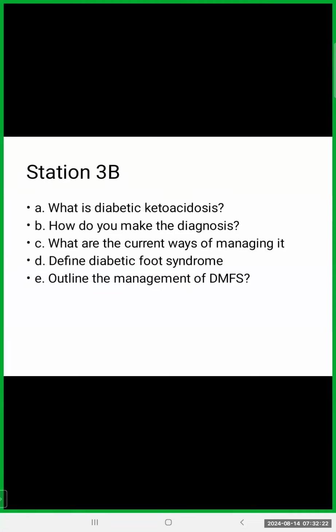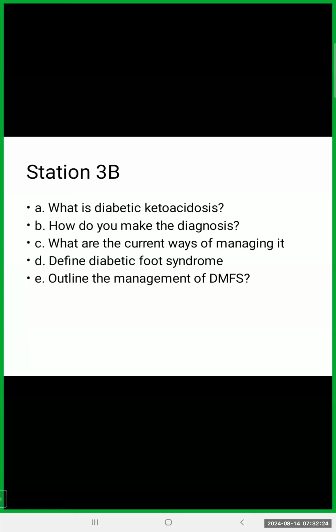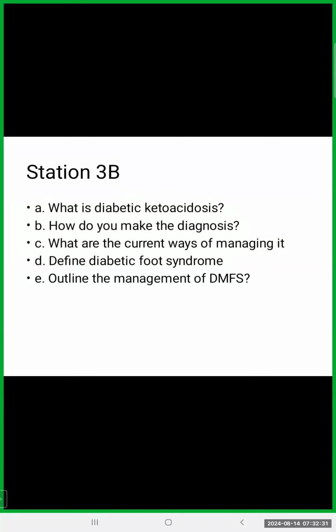Speaking on station 3B, and the question reads: A, what is diabetic ketoacidosis? B, how do you make a diagnosis? C, what are the current ways of managing it? D, how do you define diabetic foot syndrome? E, outline the management of diabetic foot syndrome.